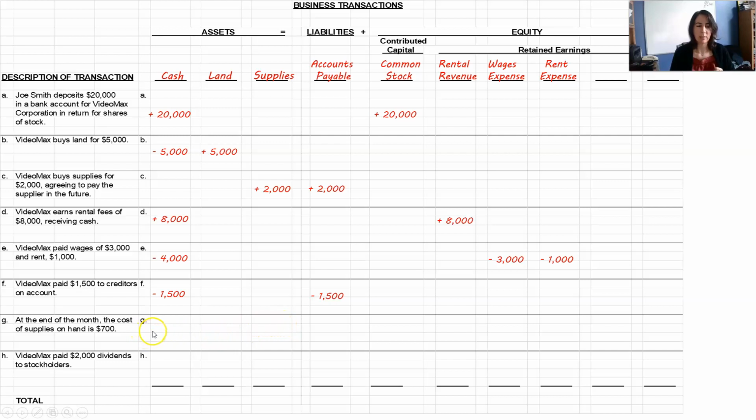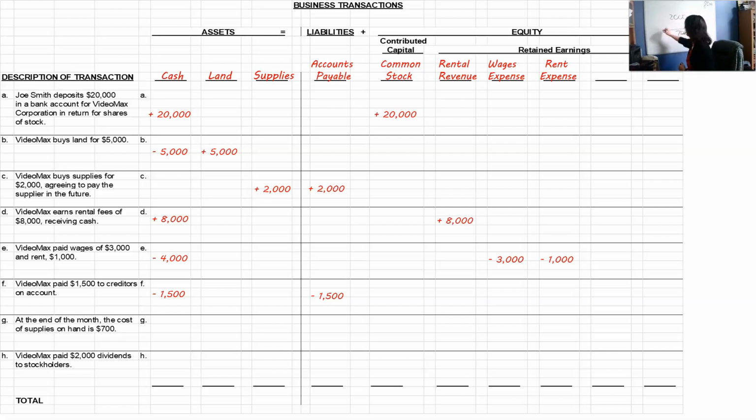At the end of the month, the cost of supplies on hand is $700. Okay, I think that's a little too complicated for this stage of the game, but we'll do it anyway. We started off the month with $2,000 in supplies. Let's see if I can do it behind me big enough for you guys to see. We started off with $2,000 in supplies, and then at the end of the month, we go to count how many supplies we have, and we only have $700 in supplies, right?